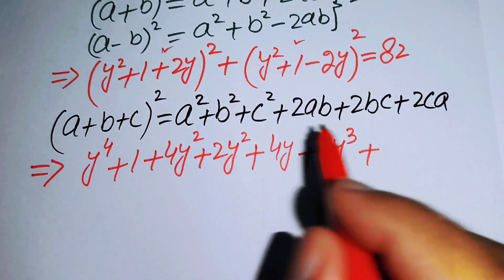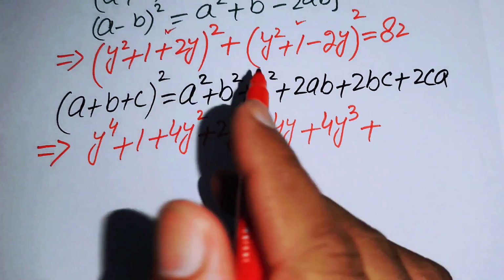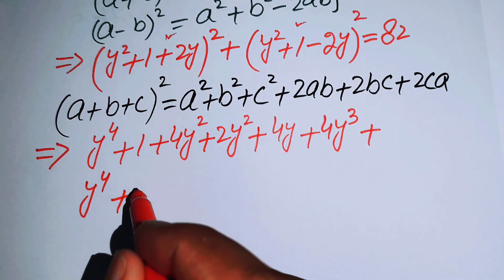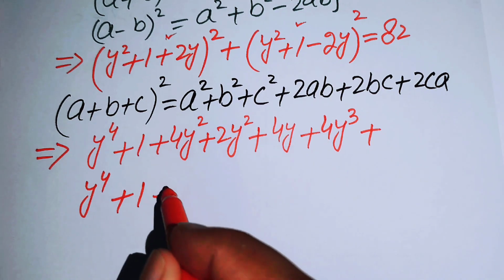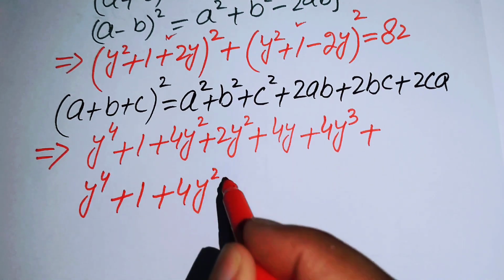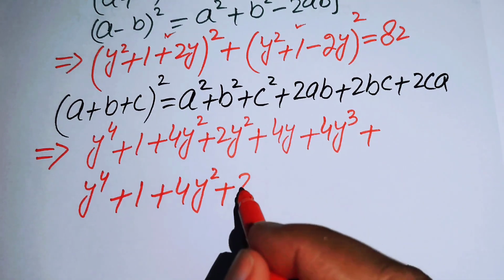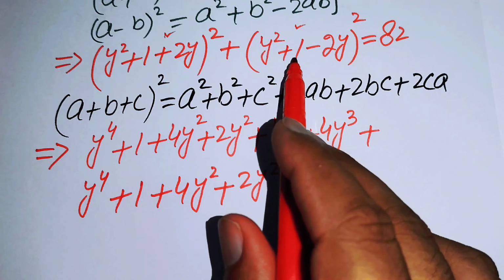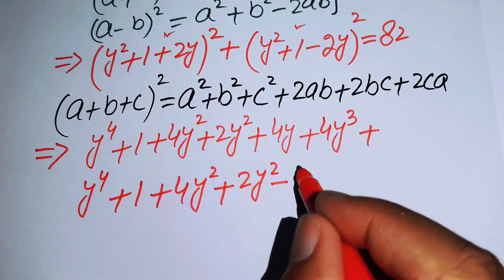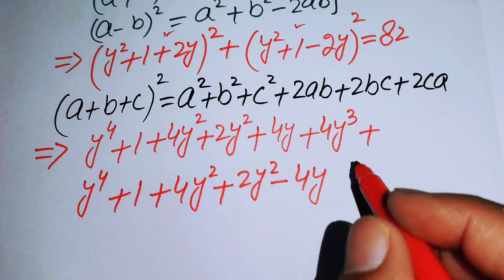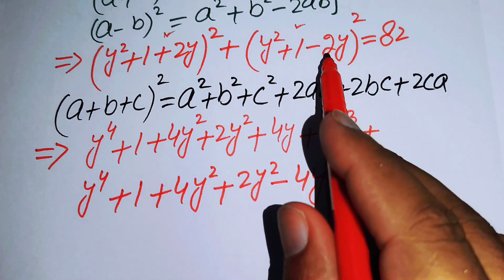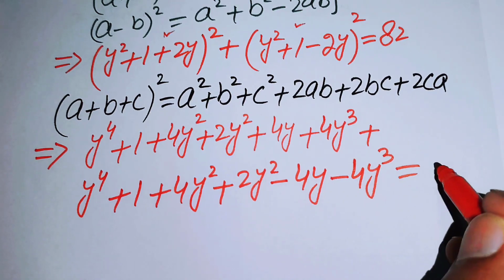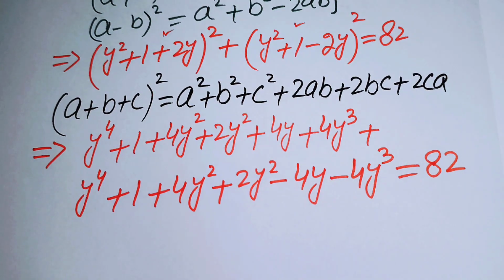And similarly we will open this formula here, and in this formula you will get y^4 + 1 + 4y^2 plus 2ab, which is equal to 2y^2, and 2bc, and b is positive and c is negative, so it becomes minus 4y, and 2ca, so it becomes minus 4y^3, and this whole is equal to 82.